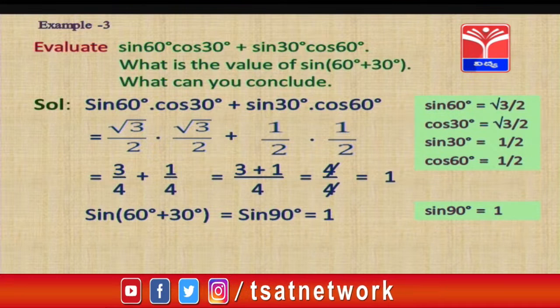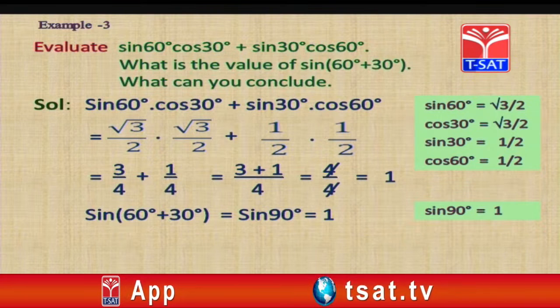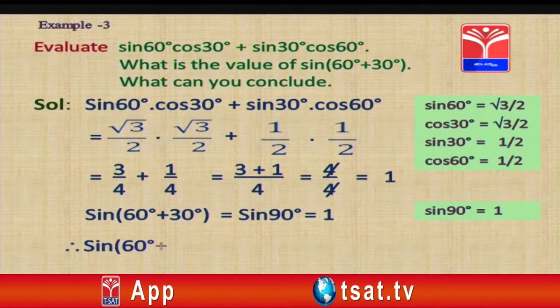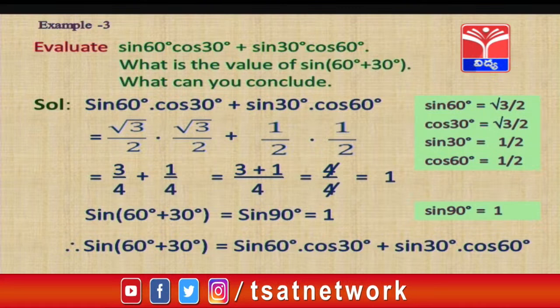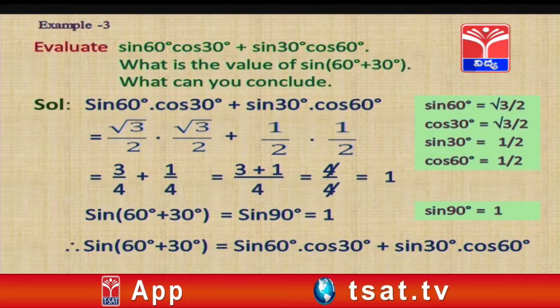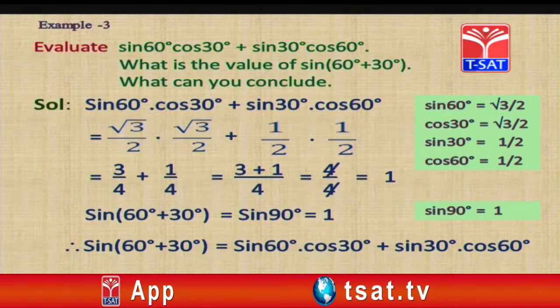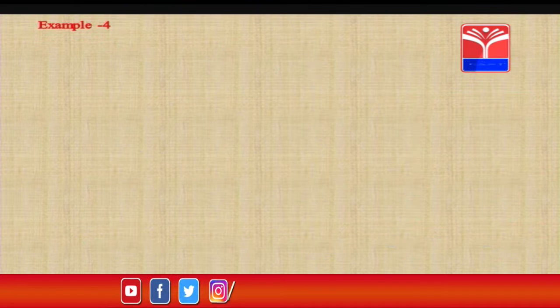1. So, with this you are able to see that the answer you got in the previous case and the answer you got now are both same. So, with this what we can conclude? Sin of 60 degrees plus 30 degrees can be written as sin 60 into cos 30 plus sin 30 into cos 60. So, this is like a formula we have, that is sin(A plus B) is equal to sin A cos B plus sin B cos A. Please see, we have one more example for you.